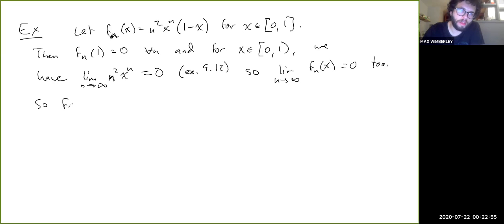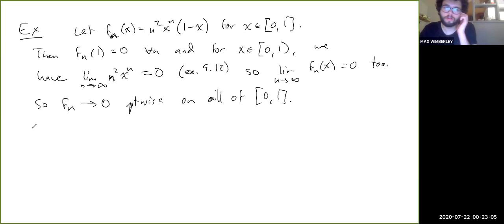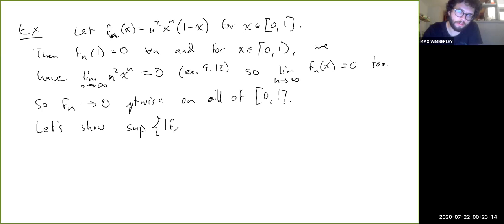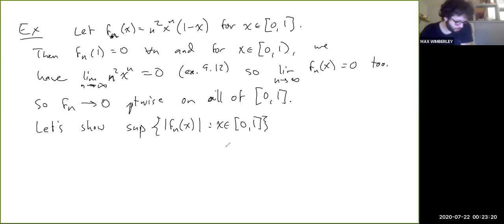So fn goes to 0 pointwise on all of [0, 1]. Okay? But let's show that actually the supremum of the absolute value of fn of x for x in [0, 1] actually goes to infinity.